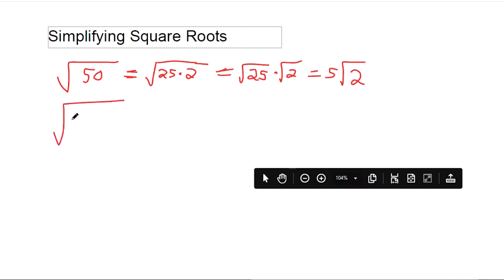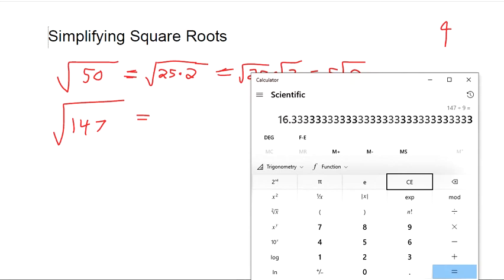So if you get the square root of 147, what you want to try to think of is numbers that you can take a square root of perfectly. Like maybe 9, we could factor out a 9 from 147 because we know how to take the square root of 9, but unfortunately it doesn't fit in. So 4 would work if it would fit in evenly, but it doesn't.